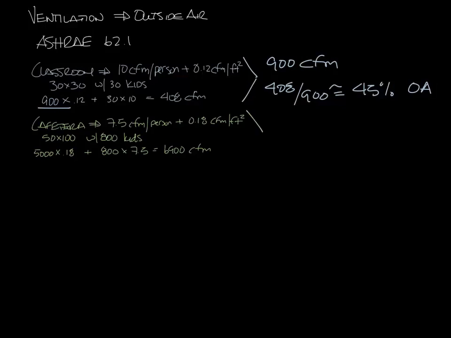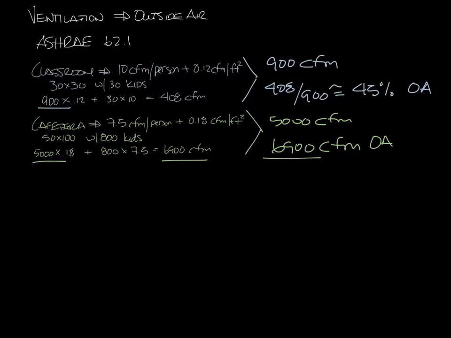Now let's use our 1 CFM per square foot again on the cafeteria. That would give us 5,000 CFM for the load. But since we need 6,900 CFM of fresh air, we would bring 6,900 CFM into the space instead of just the 5,000. But the cafeteria will spend a big part of the day empty or with just a few people in it. So this is where demand control ventilation comes in.